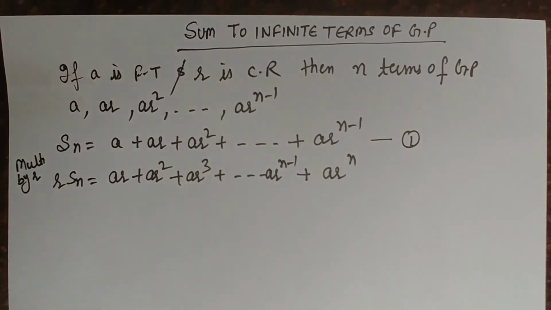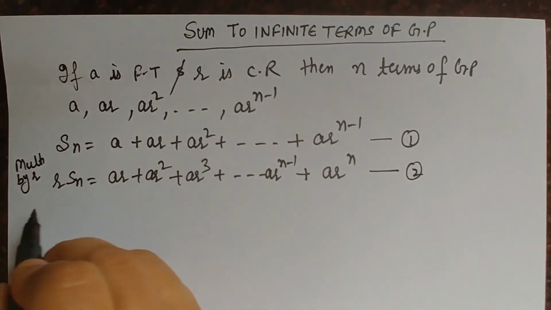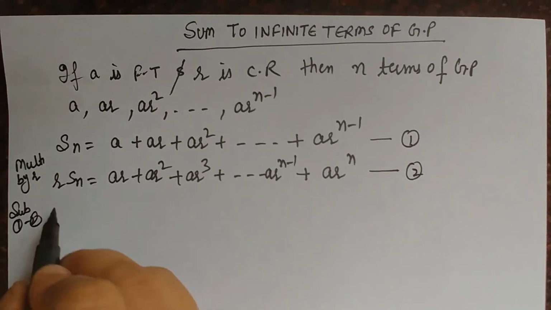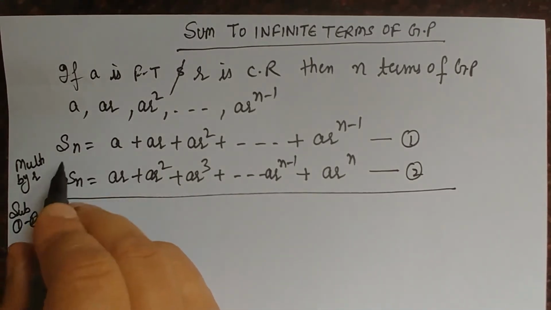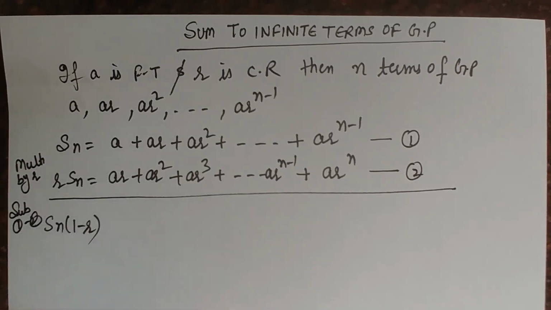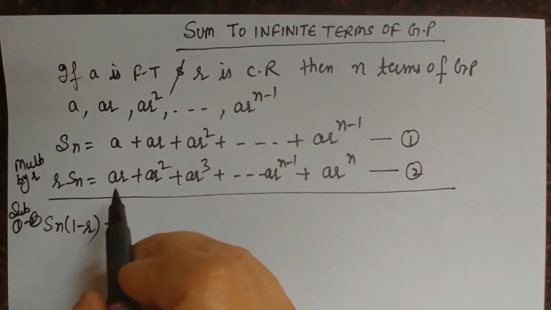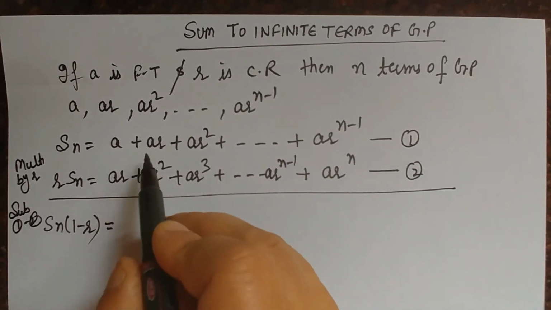The next step is to do the subtraction. I'll subtract 1 minus 2. What will I get? I'll get Sn minus r Sn. So can I take Sn common, and it is Sn times 1 minus r, and here it is. Let us see how the subtraction will be done.